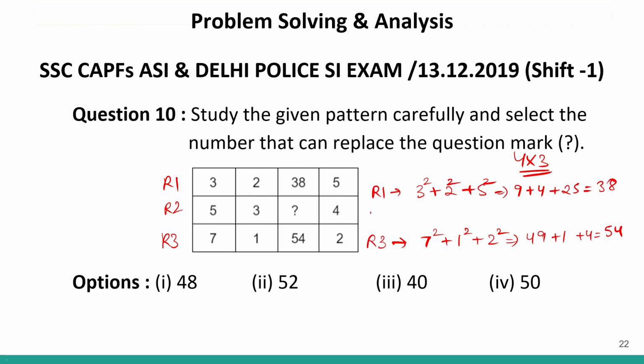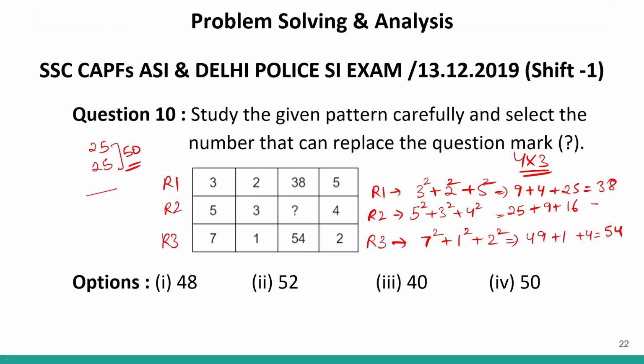So to find out row 2, we'll do the same thing. Row 2 will be 5 square plus 3 square plus 4 square. So 5 square is 25 plus 9 plus 16. So 25 plus 16, let me do it here for you. 16 plus 9 is 25. So 25 plus 25 is 50.